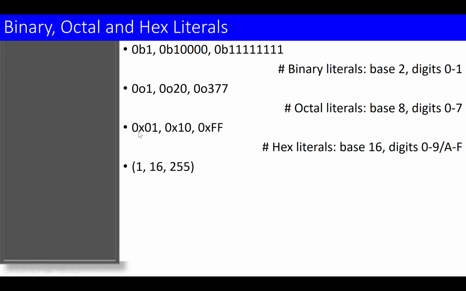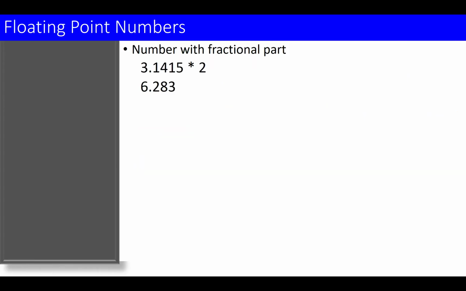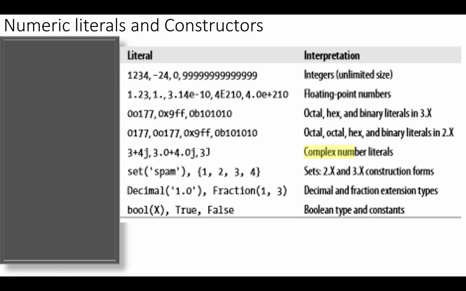If you take hexadecimal literals, we represent them with 0x, and the values here are 0, 1, 1, 0 and FF. Basically it has a base of 16, and we use the digits 0 to 9 and A to F. Then there is conversion between different bases. If you want to convert, you can go with conversion between different bases. Long integer, short integer, and fractional parts we can see.